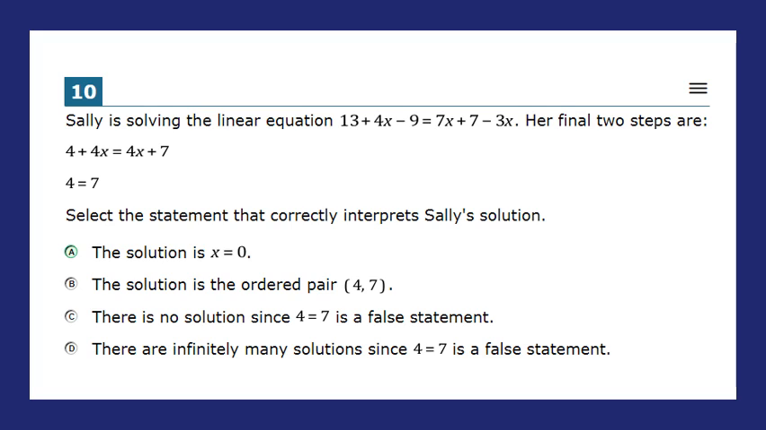Problem number 10 here is one of those intimidation problems again. Looks super complicated, but let's see what it's really trying to ask us. Sally is solving the linear equation that's stated here. Her final 2 steps are those that you can read yourself, and it says to select the statement that correctly interprets Sally's solution. Now, what you should see here, notice that we encountered situations like this at the beginning of the year. Remember, these were called special cases.